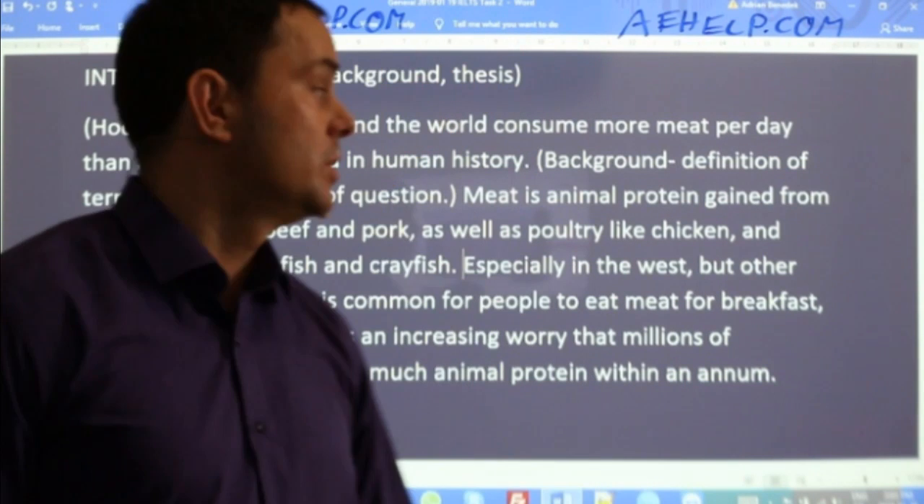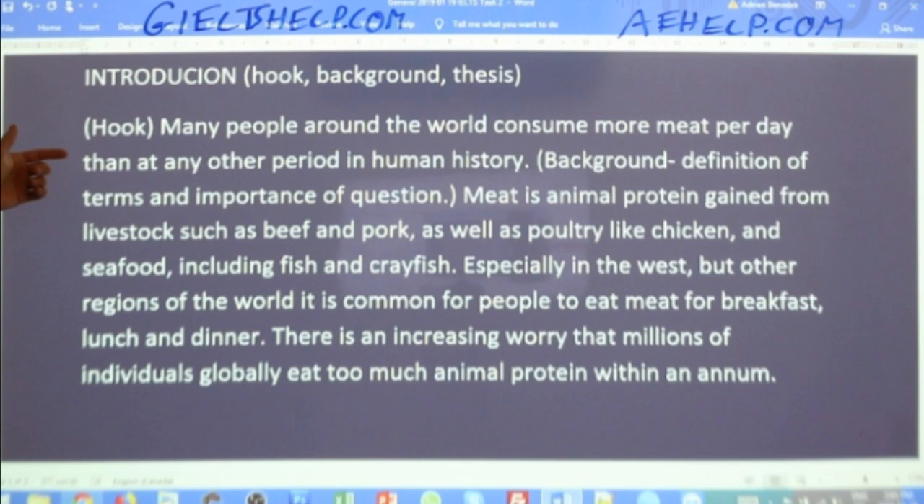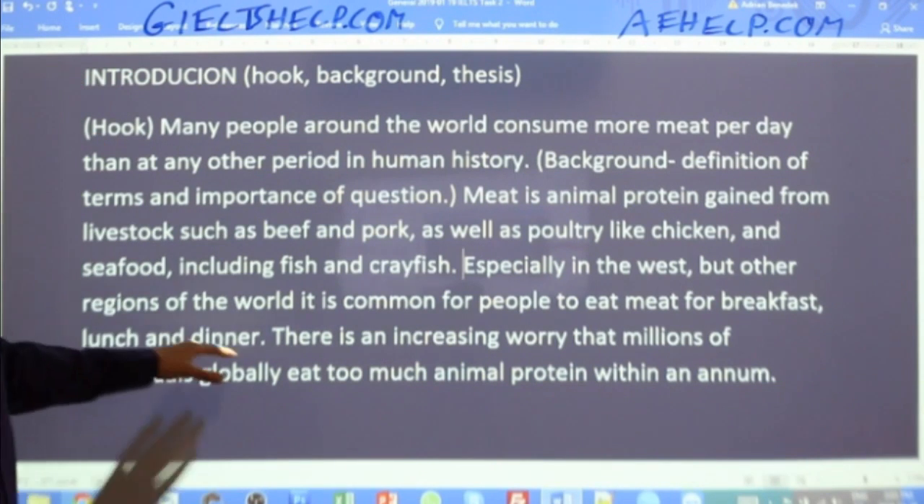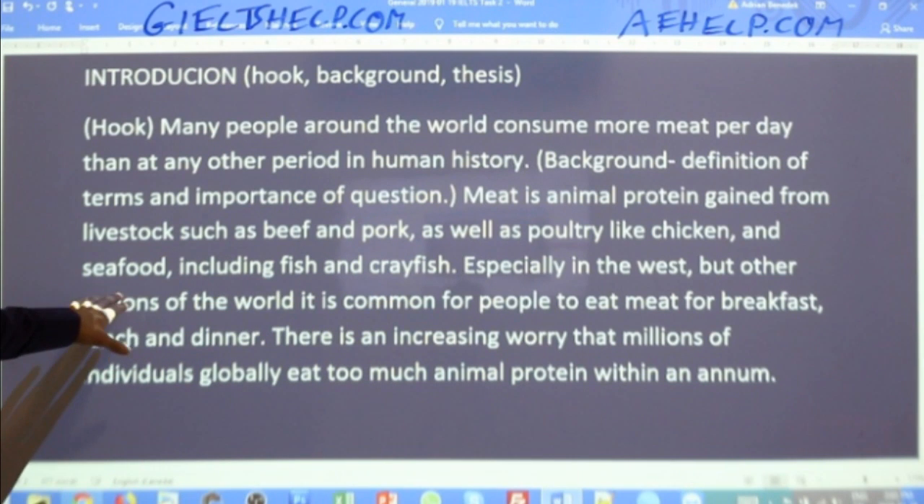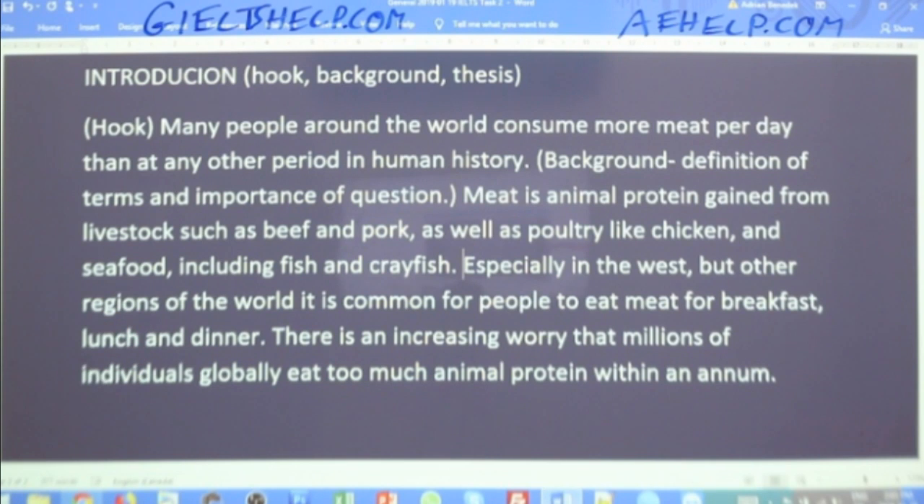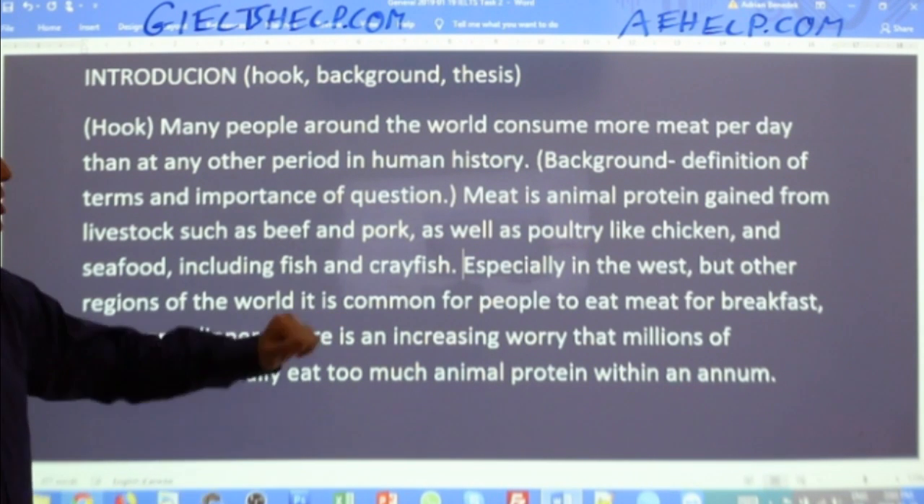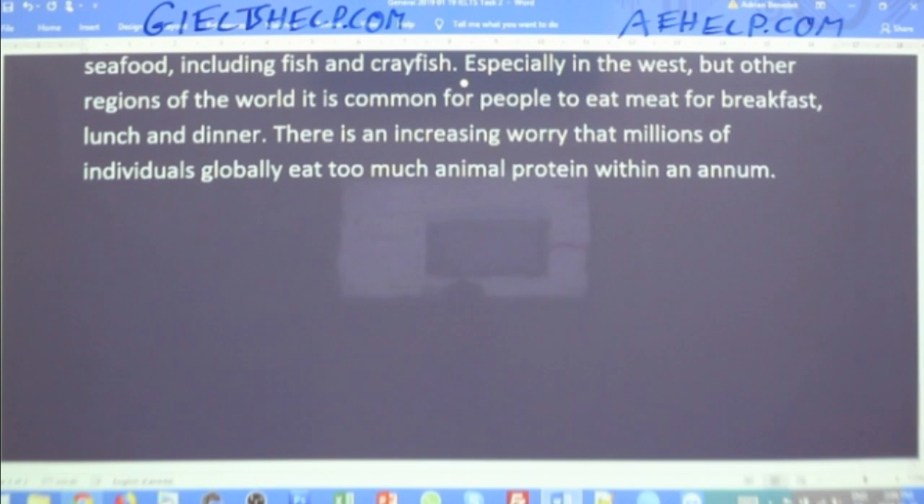So it's good. Okay, so many people around the world consume more meat per day than at any other period in human history. Meat is animal protein gained from livestock such as beef and pork, as well as poultry like chicken and seafood, including fish and crayfish. Especially in the West, but in other regions of the world, it is common for people to eat meat for breakfast, lunch, and dinner. There is an increasing worry that millions of individuals globally eat too much animal protein within an annum.